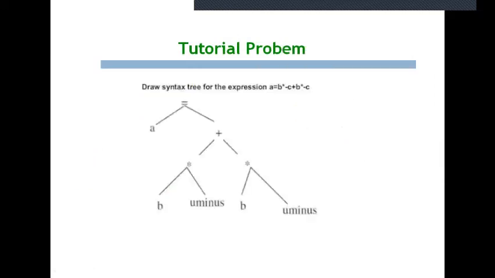The next question is to draw the syntax tree for the expression A is equal to B into minus C plus B into minus C. First, you have to perform B into unary minus of C, then again B into unary minus of C. The result is added. Then finally that is assigned to the variable A.